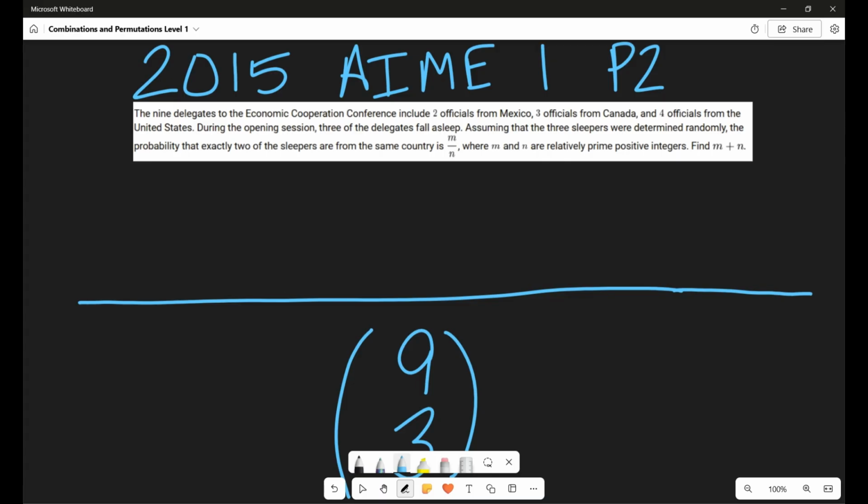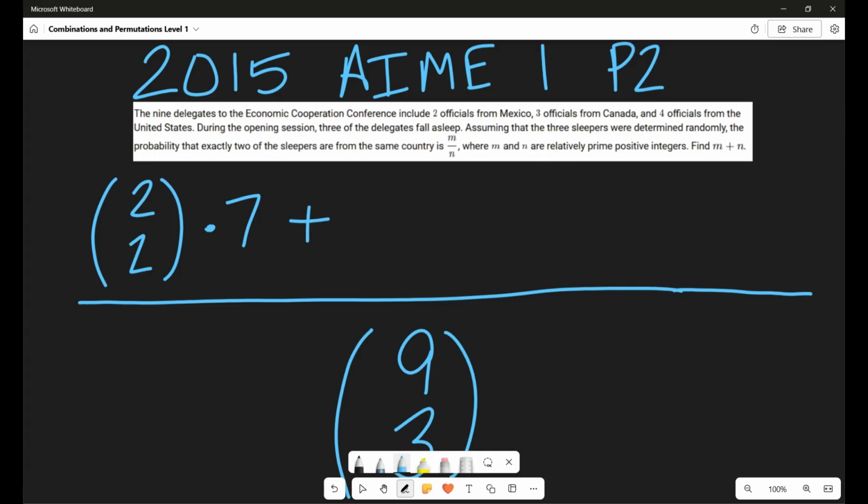So we'll have to split on 3 different cases. Our first case will be 2 sleepers from the same country being from Mexico. The second case will be 2 sleepers from Canada. And our third case will be 2 sleepers from the United States. So when we work that out for our first case, we have to choose 2 from our 2 officials from Mexico. So that's just 2 choose 2. And the third sleeper may be from Canada or the United States. So there's 7 choices there.